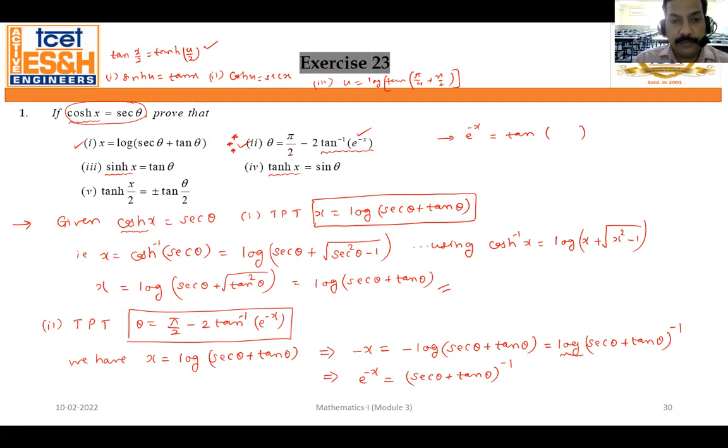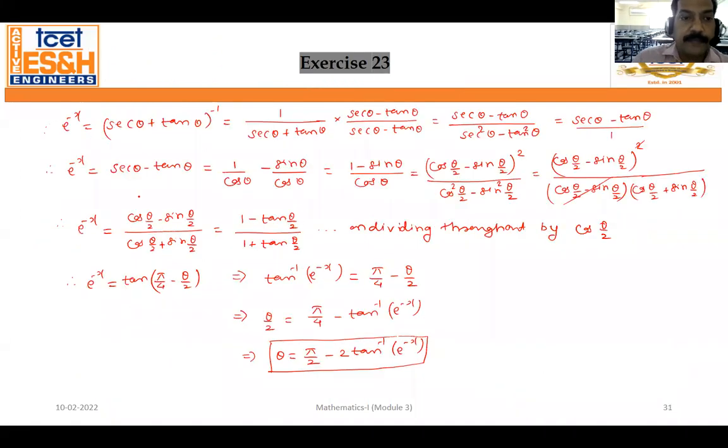Okay, pi by 2 and tan inverse e raised to minus x, in that sense I have to prove. I have to prove something about theta. So I need to simplify this, sec theta plus tan theta the whole inverse. I will have to simplify it. So look, e raised to x is equal to sec theta plus tan theta the whole inverse. That is 1 upon sec theta plus tan theta.